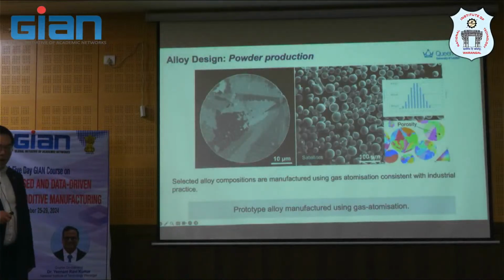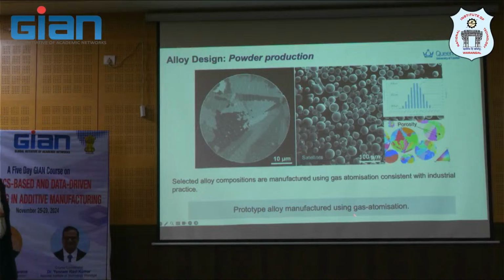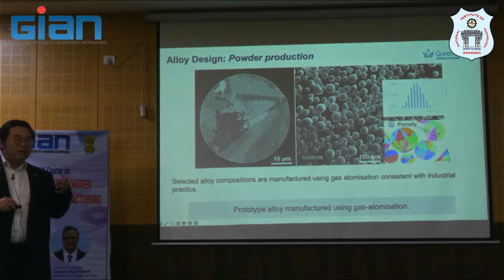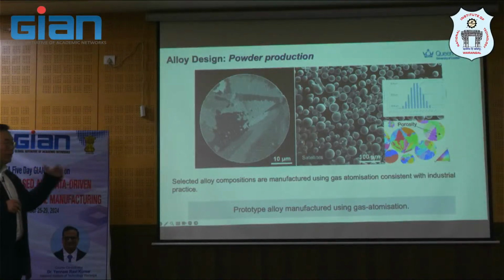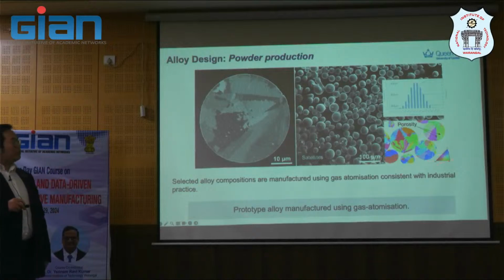And next is about, once we get that composition, what we can do and how we do it. We need to prototype this alloy, manufacturing using atomization, right? So this is an alloy composition manufactured using gas atomization. We use industrial practice atomization to produce the new composition that we found. At that time, we already know the hurdles for this processing: you have trapped porosity, microstructure, even dendrites, something like this.